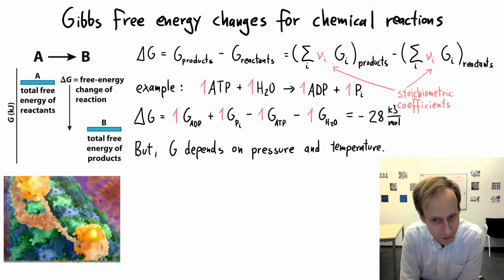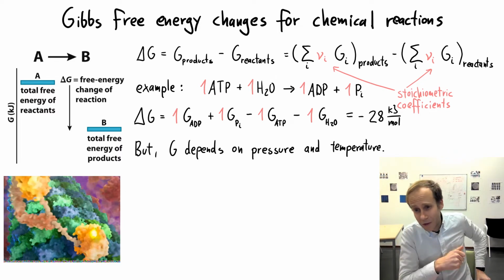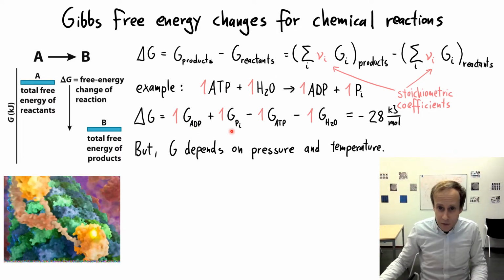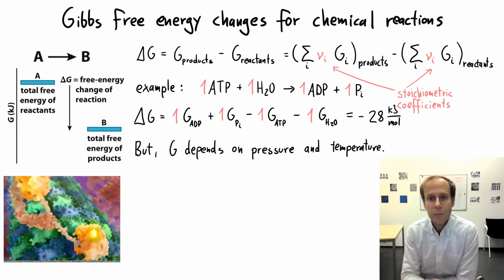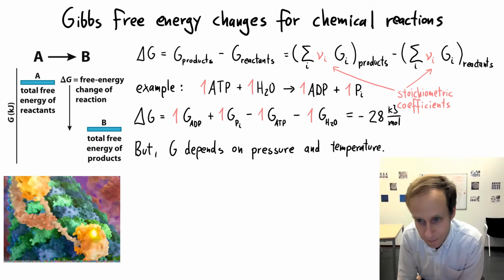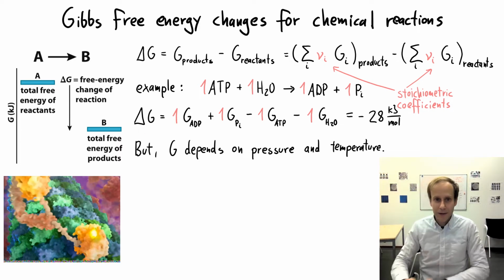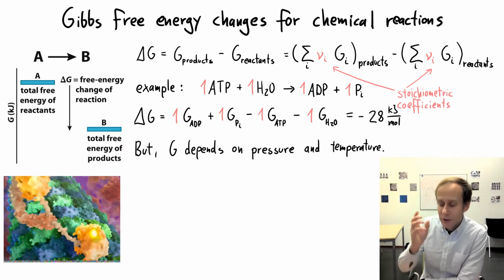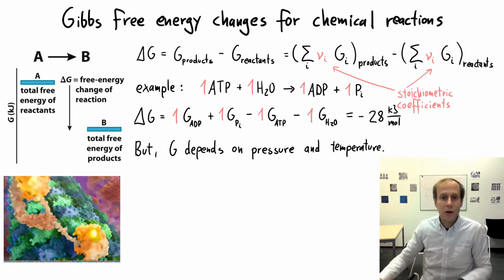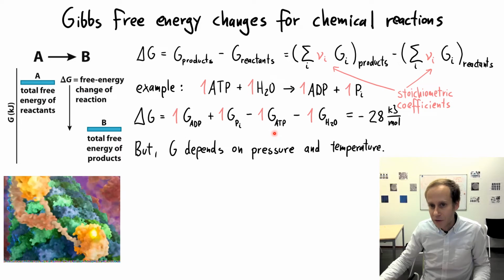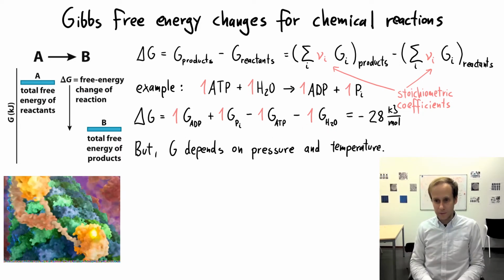The value of the free energy for each of those reactants or products depends on the pressure and the temperature. So when we calculate the free energy of reaction, we basically need to make sure that all values for G are at the same pressure and temperature. Otherwise, we subtract and add values that don't belong together, simply. So it needs to be at the same pressure and temperature.